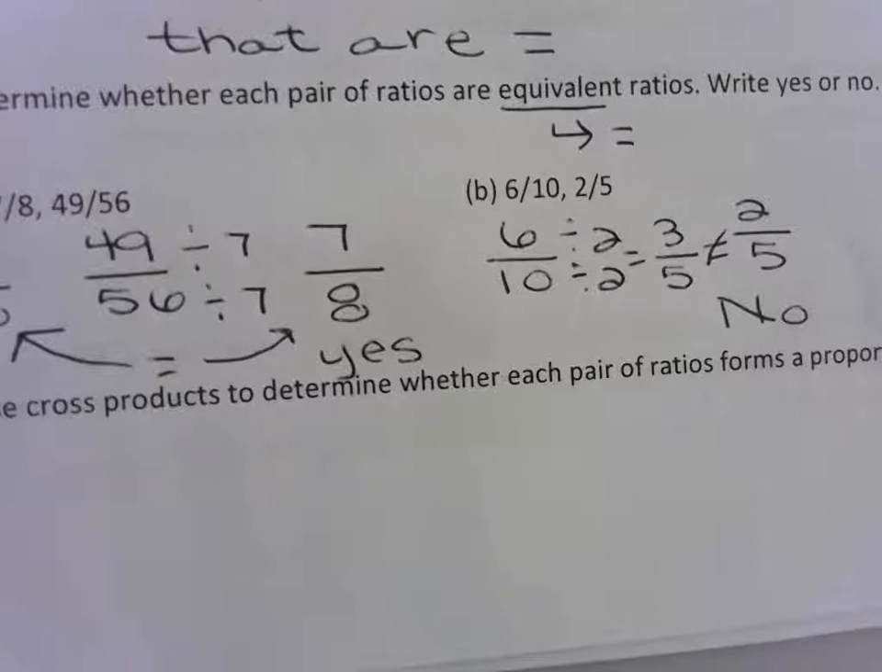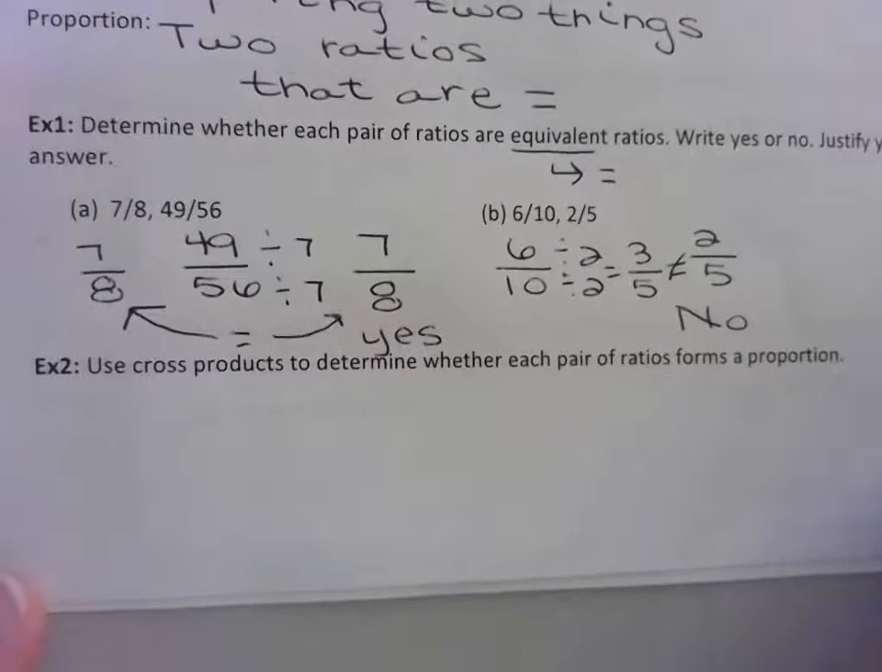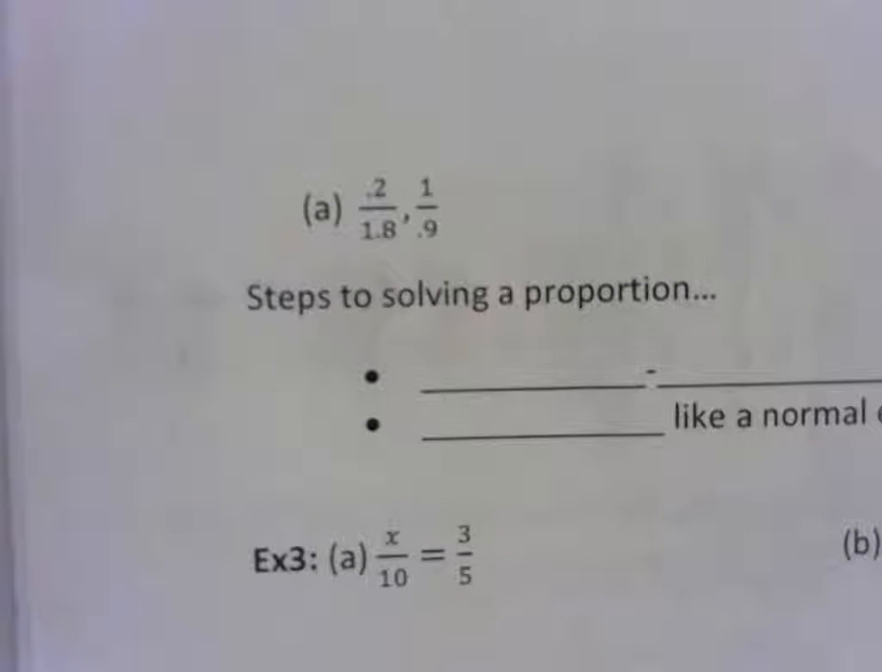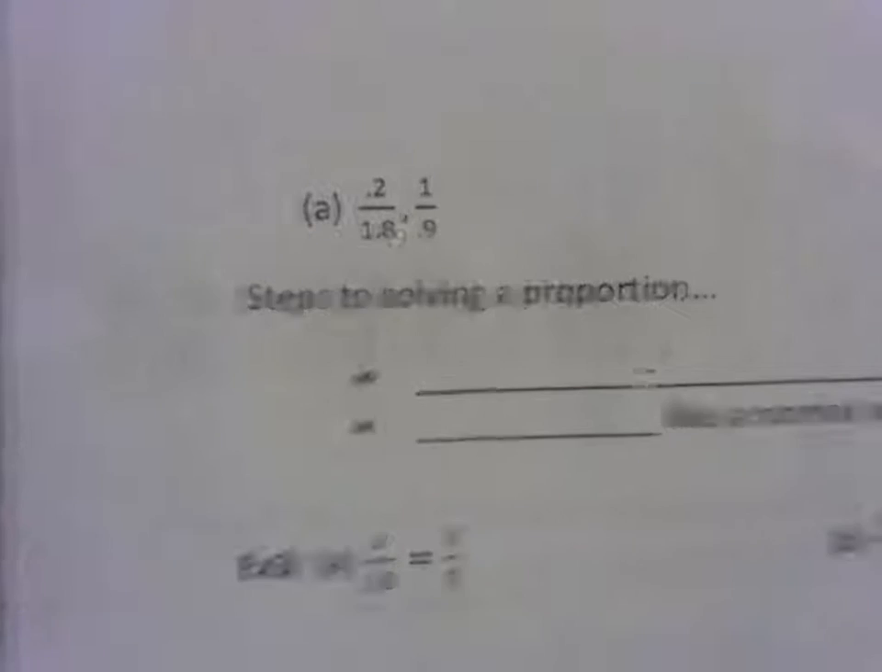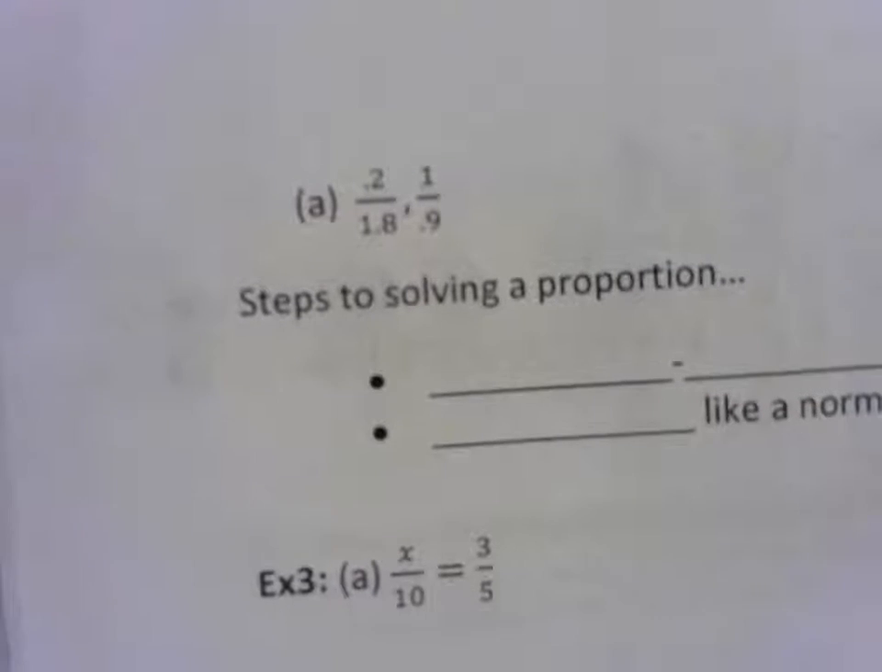Yeah? Okay. Example 2, I don't know why I chopped it off. Use cross products to determine whether each pair of ratios form a proportion. So it's the top of the next page, sorry, I kind of chopped it up. I want to see whether these two ratios form a proportion. A proportion, the cross products have to be equal. So when I think about proportions, the cross products have to be equal to each other for it to be a proportion. So as I look at figuring out if these are proportions, I'm going to take the cross product.